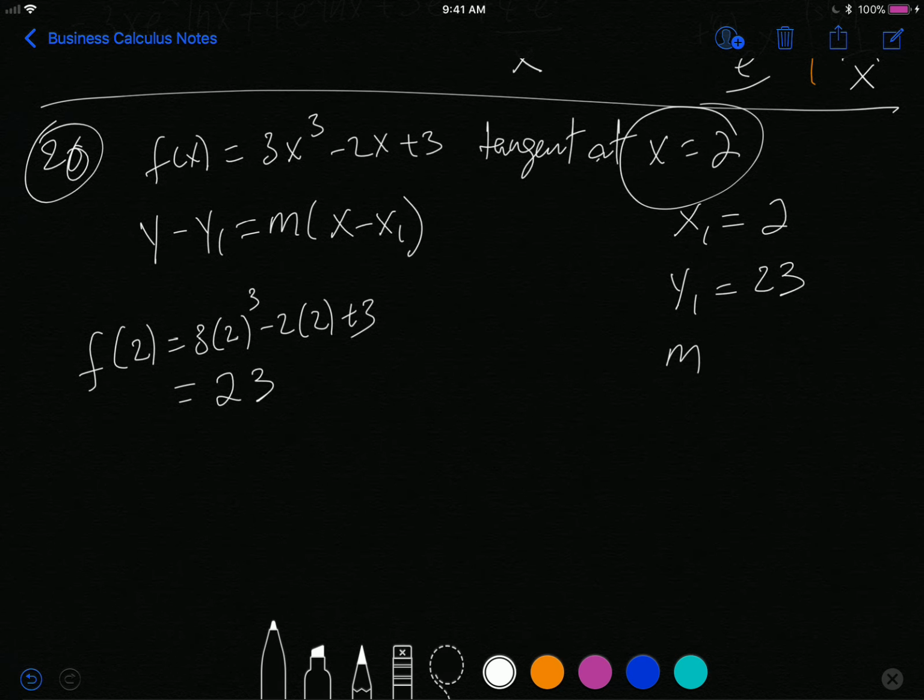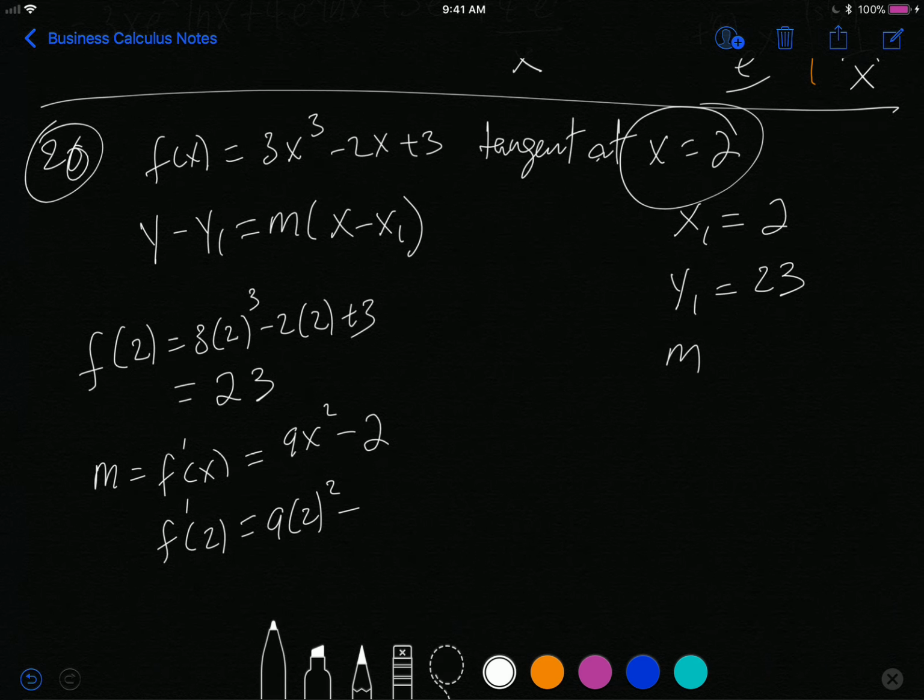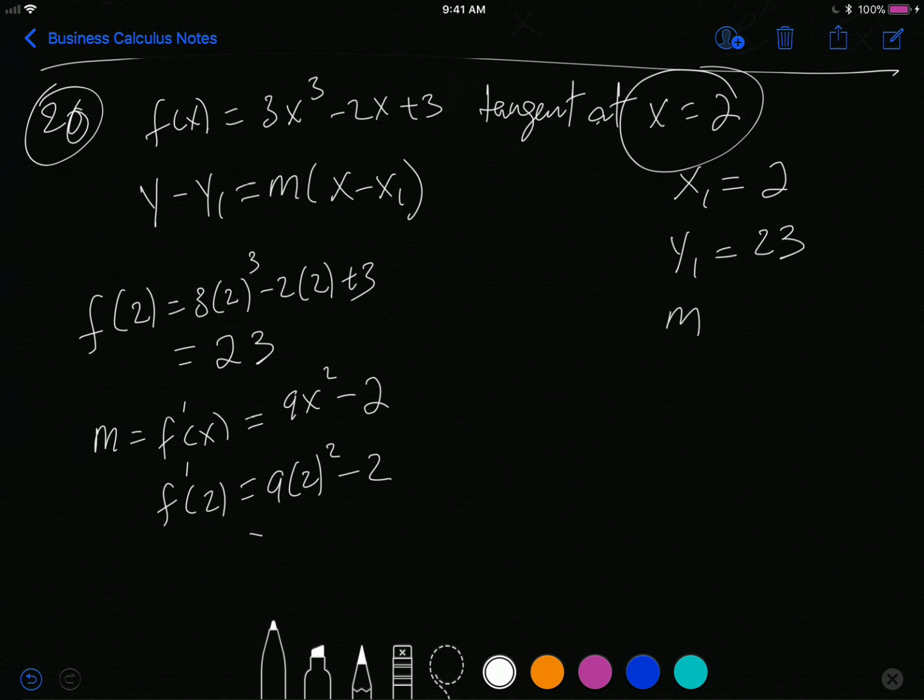And then my slope m comes from the derivative, which is equal to 9x squared minus 2. And then I use my x of 2. And so that's equal to 9 times 2 squared minus 2. 2 squared, that's 4 times 9 minus 2, that's equal to 34. And so that's my slope m, 34.